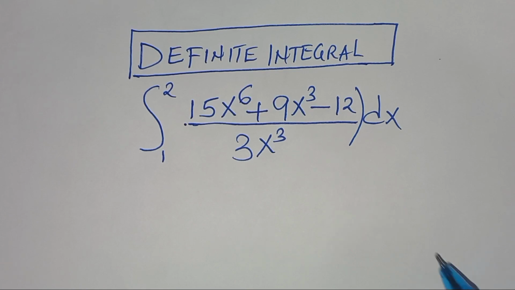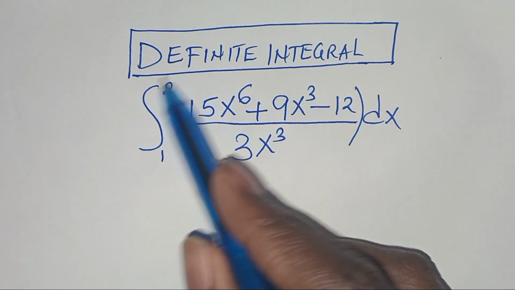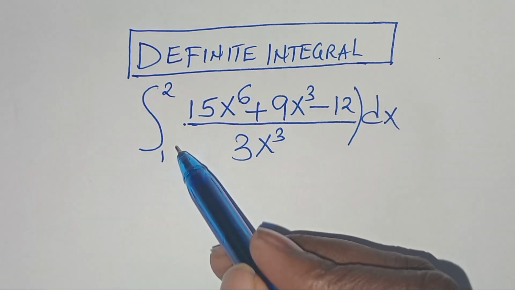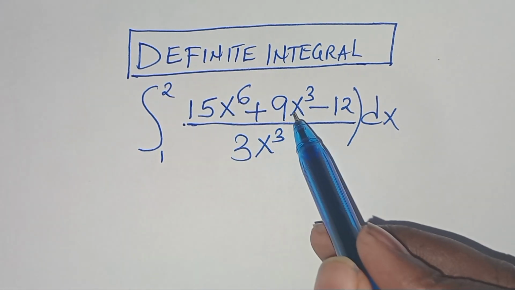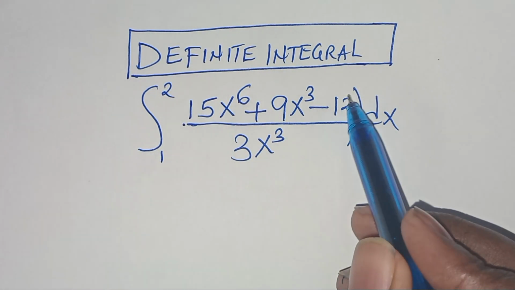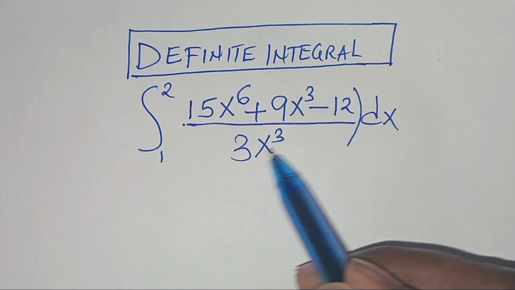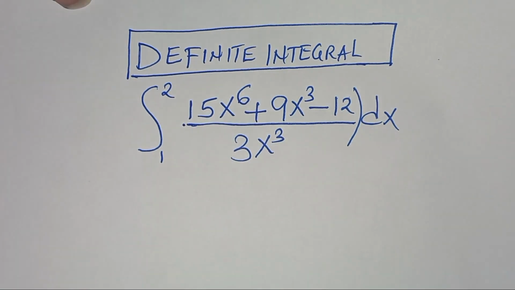Hello everyone, you are welcome to solve this nice definite integral. We have the limit from 1 to 2 of (15x^6 + 9x^3 - 12) over 3x^3 dx.